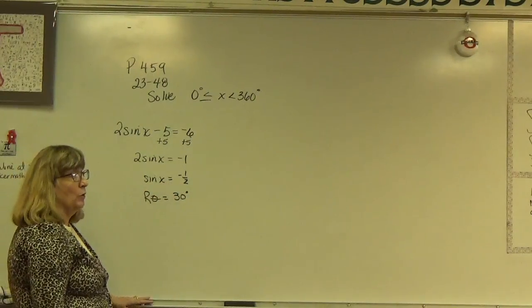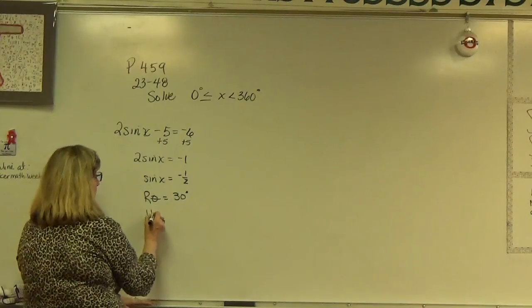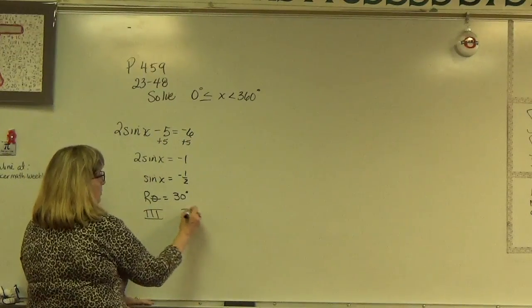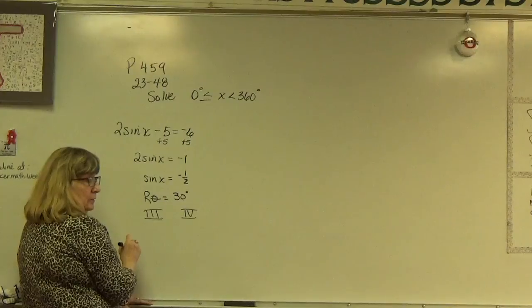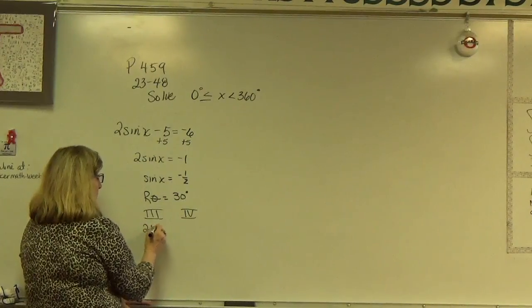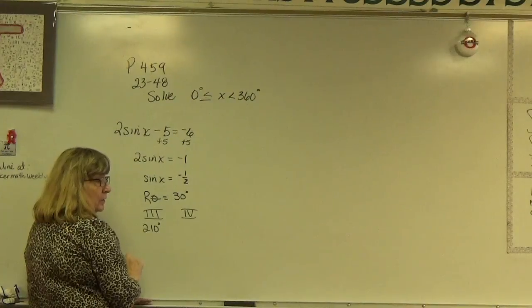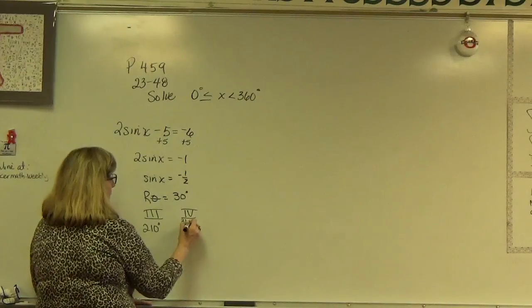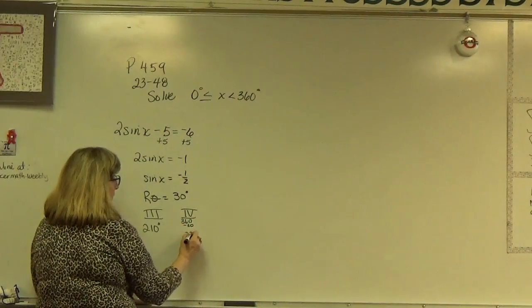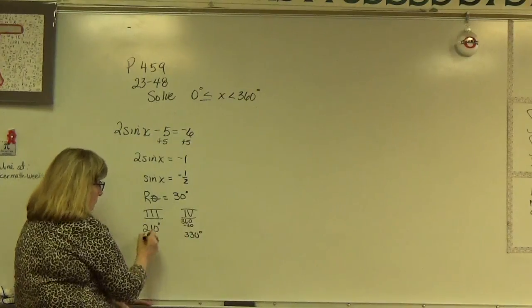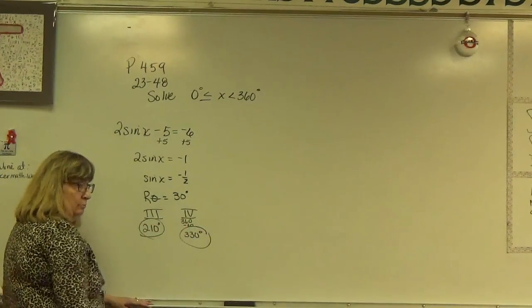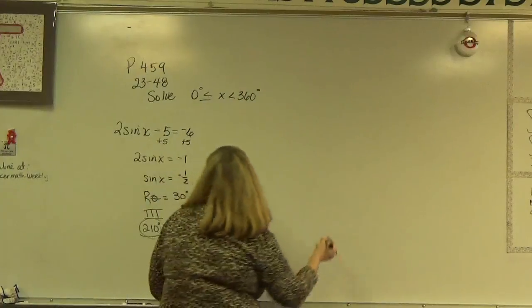Sine is negative in what quadrants? Third and fourth. So to place it in the third, what will it be? 210. What did you do to get that? Add 180. Uh-huh. Place it in the fourth? 360 minus 30, 330. And I'll write that down in case somebody wanted that. So those would be our two answers? Yeah.